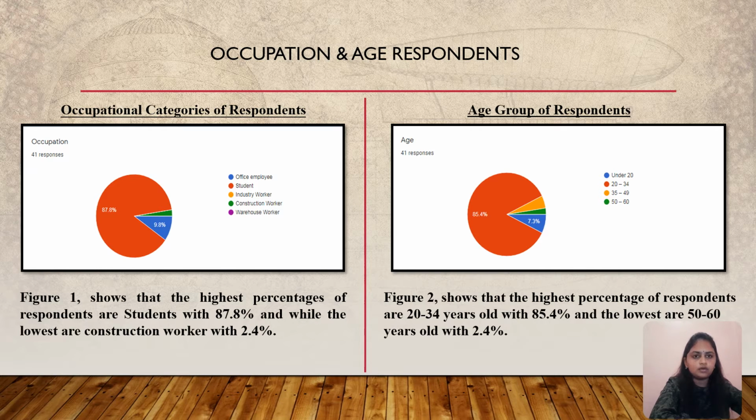Overall, there are a total of 42 responses for the survey of problem identification for industrial design. The study shows that most of the respondents are students and the lowest are construction workers. This is because our target audience is students and office workers. Therefore, the average age of respondents is 20 to 34.